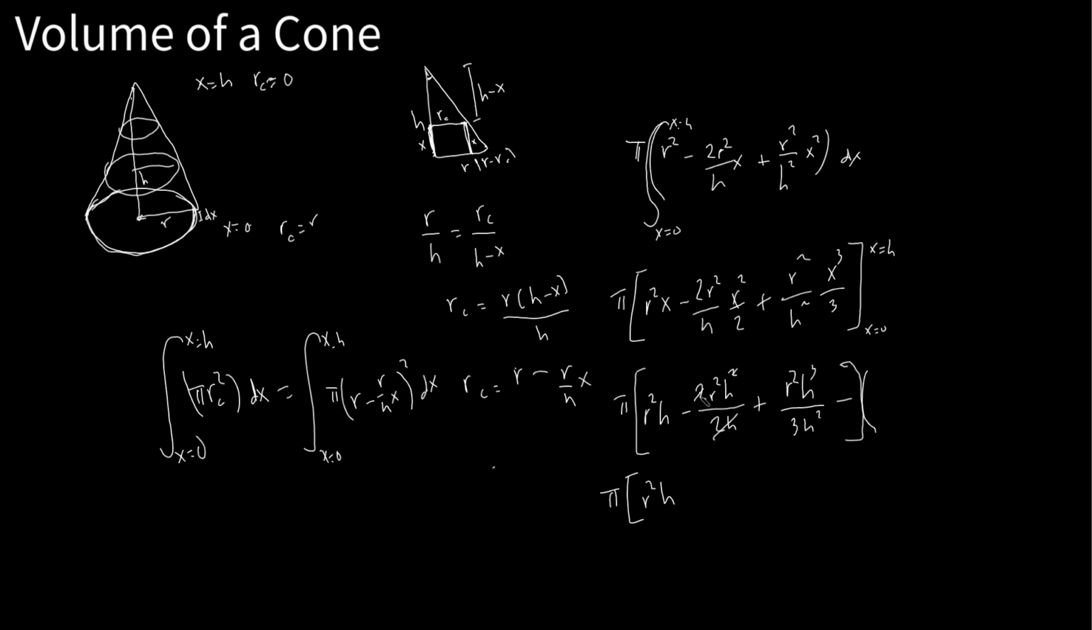And now if we simplify this, we'll have pi times r squared h, the 2h will cancel over here, so this becomes minus another r squared h, plus this one becomes r squared h over 3, right? So these two are the same, so we end up with pi r squared h over 3, and that is the volume of the cone.